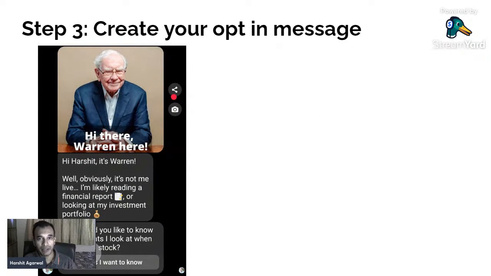Once people opt in, we have to create an opt-in message. The opt-in message is the most important message, because this is the entry point and you want people to go past this entry point and get on to the content which you want to deliver. So let me go through this. You can have an image in the opt-in message, or you can choose not to.